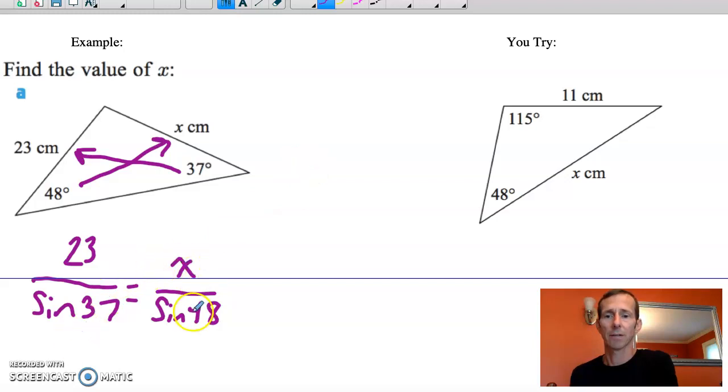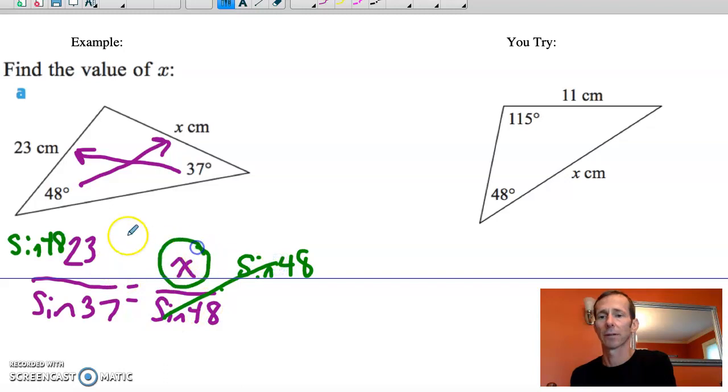Now if I want to find what x is, I've got to multiply this sine of 48 away. So I'm going to come up here and say, all right, I want to know what x is, so times sine 48. If I multiply the left side by sine 48, I have to multiply the right side by sine 48. I'm kind of jamming it up in here, but these will cancel. I will have x by itself.